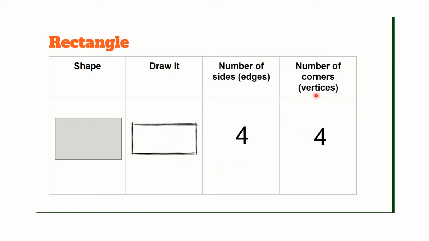Next, we have 4 corners for a rectangle. There's a corner here, 1, another here, 2, and another one here, 3, and another one here, 4. So in total, there are 4 corners or 4 vertices. And if you notice, these corners, they are square corners. That means each of the corners kind of make the shape of a square. So these are square corners. So every corner of a rectangle is a square corner.